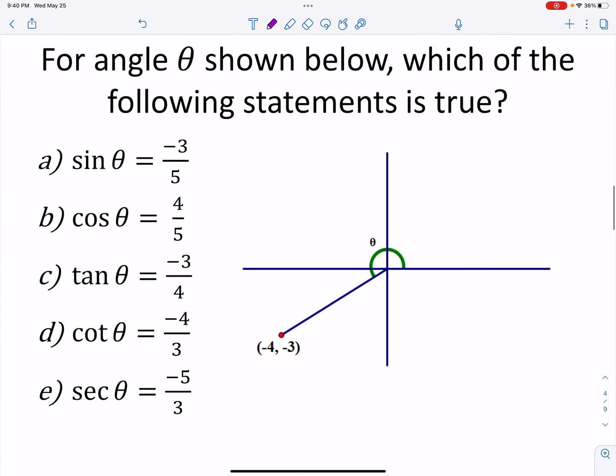Here is another released ACT question. So I would like you to try this one. Actually, I think, was this the one on there? But no, I think it's a little different.